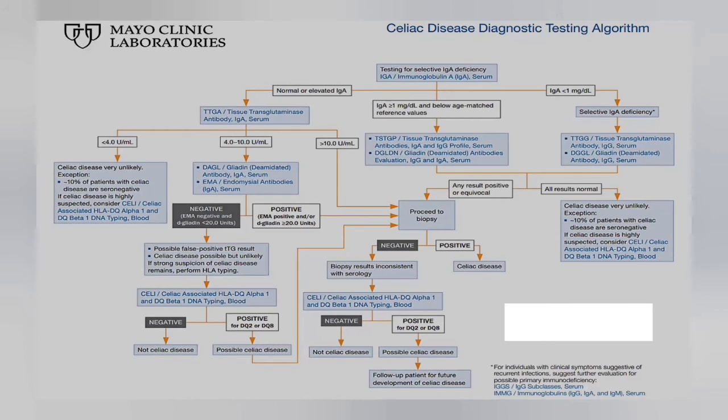I will not go through this whole chart, but after this, the important thing is that you have to proceed to a biopsy, and a positive biopsy leads to the diagnosis of celiac disease. If, however, there is an inconsistency between the biopsy report and the serology, then the patient has to be tested for HLA-DQ2 and DQ8.